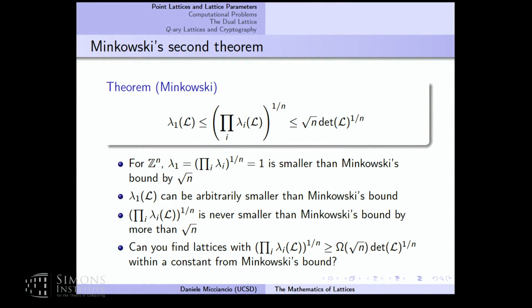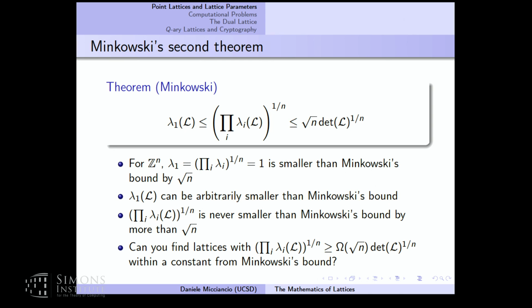Now, lambda 1 in general can be arbitrarily smaller than Minkowski's bound. You can have lattices that have a very large determinant and very small minimum distance. Just add one more component orthogonal to your lattice and make it bigger and bigger. It will not change the shortest vector, but it will increase the determinant of the lattice. But if you take this quantity, since it involves all the successive minima, it somehow captures the whole n-dimensional structure of the lattice. And we know that square root of n is an upper bound on the quantity, and this quantity is never smaller than Minkowski's bound by more than a square root of n factor. So it is a closer, sharper quantity associated to this value.